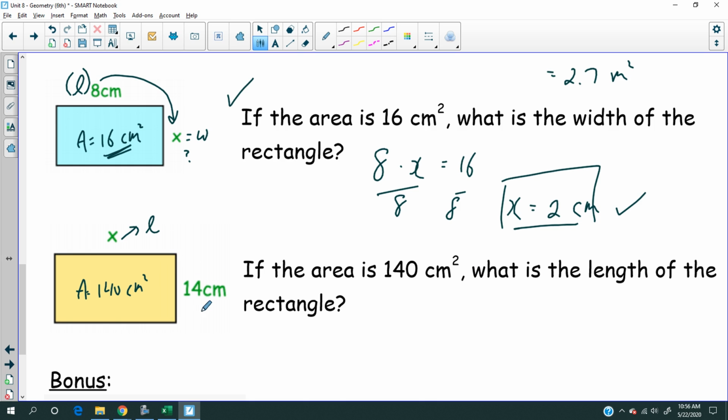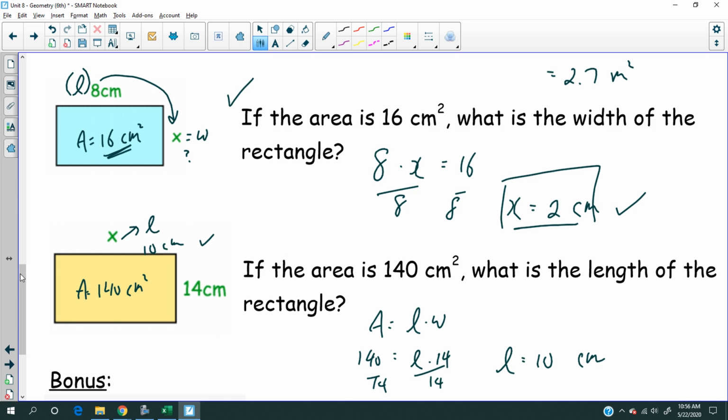So again, the question is 14. So if the area is length times width, and the length is the length, and the width is 14, 14 times what gives you 140? Right, you can divide both sides by 14. 10 centimeters. So this is 10 centimeters.